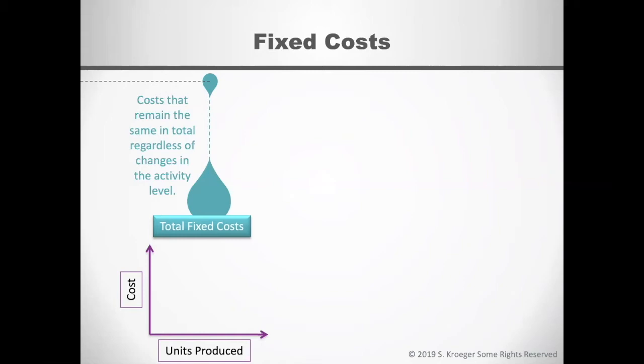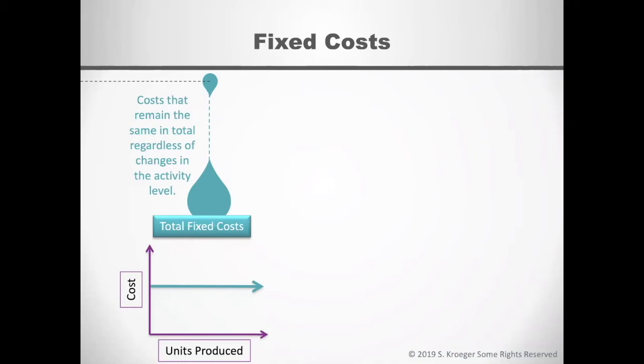The horizontal line at the bottom is the amount of units produced or whatever the business activity is. Producing units is just one example. The vertical line on the left-hand side is the cost of the expense. In this case, regardless of business activity, whether it's at zero or it's really high, the cost is going to stay the same. That's where the flat line comes into play.